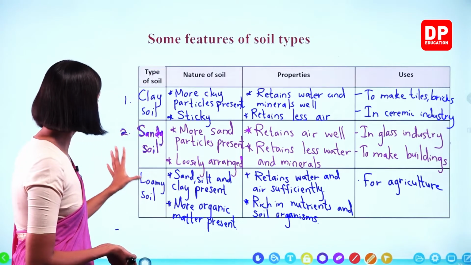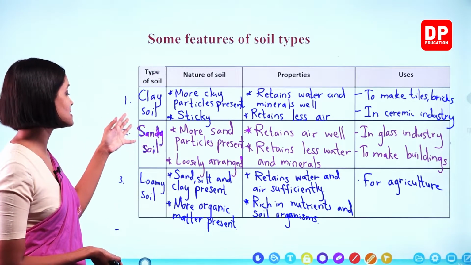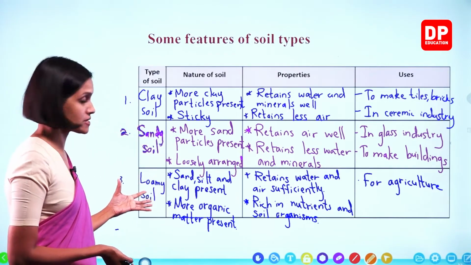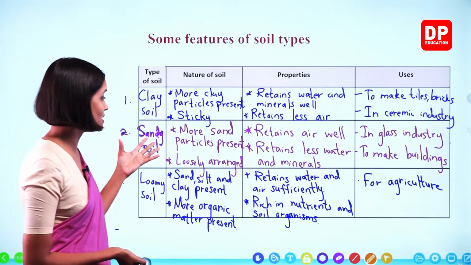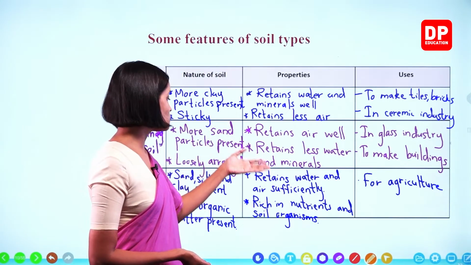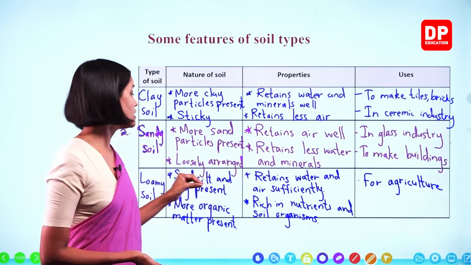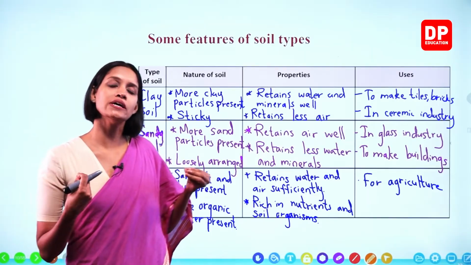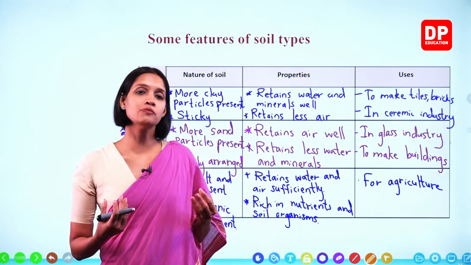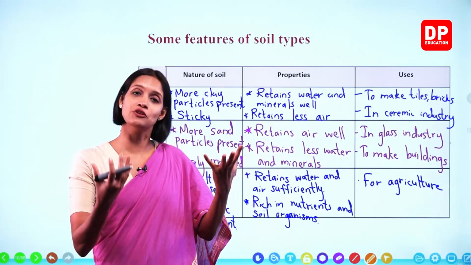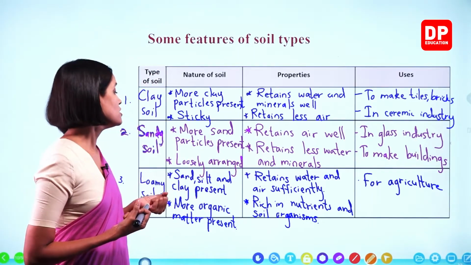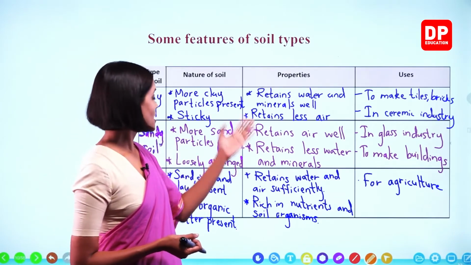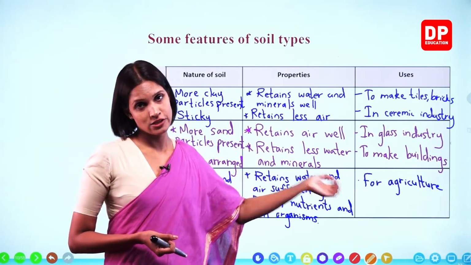Right? Loamy soil. Loamy soil contains sand, silt and clay, all three particles, okay? So more organic matter is present in this type of soil, therefore it's very rich. So properties: it retains water and air sufficiently, right? Because all three particles plus more organic matter are present. When a certain soil contains more organic matter, that type of soil can retain more water and also air, children, right? So rich in nutrients and soil organisms too. And this type of soil is used for agriculture.